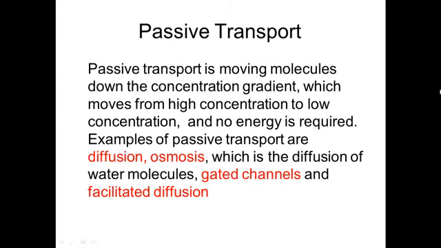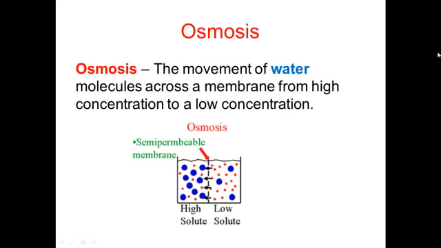Passive transport moves the material from a high concentration to low, and no energy is required. You know, the rock at the top of the hill, it rolls down the hill very, very easily. Osmosis is the movement of one specific molecule, water, across the membrane from high to low.